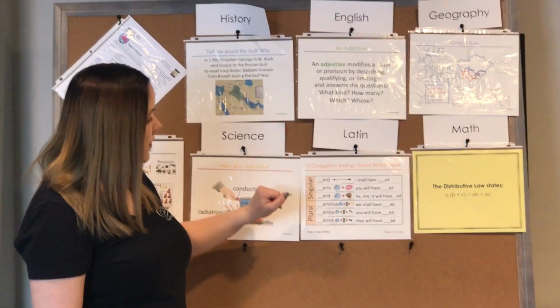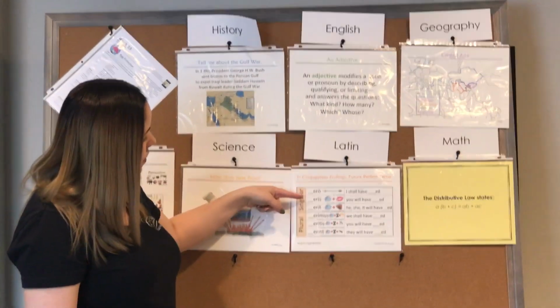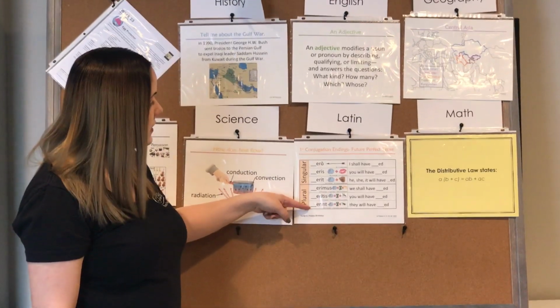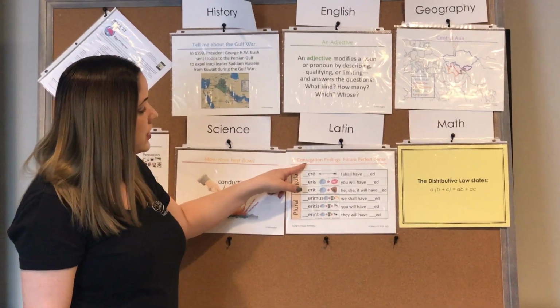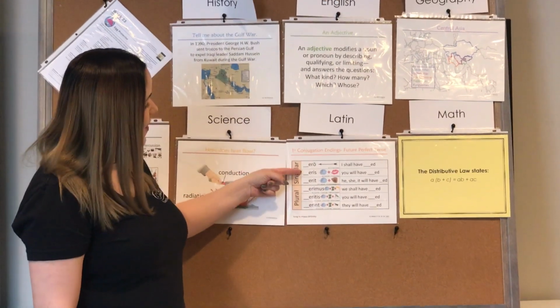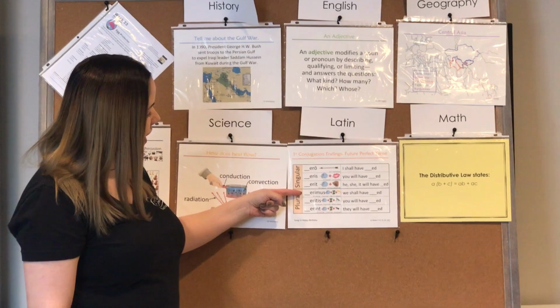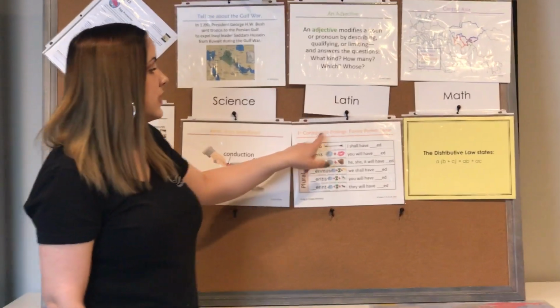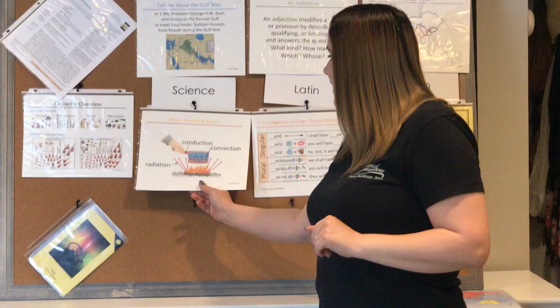For Latin, we have our jingle, and it goes, ero, eris, erit, erimus, eritis, erint. First conjugation, future perfect tense. Again, ero, eris, erit, erimus, eritis, erint. First conjugation, future perfect tense. Very good.